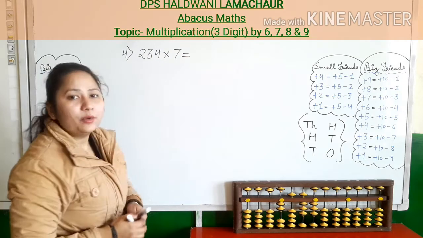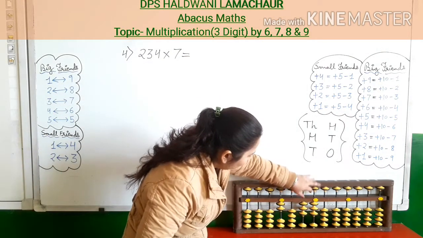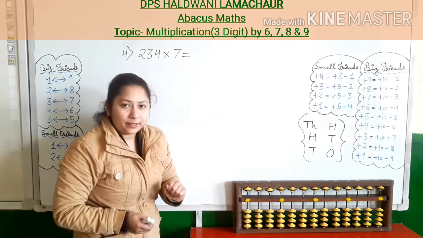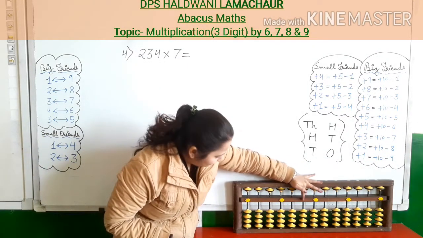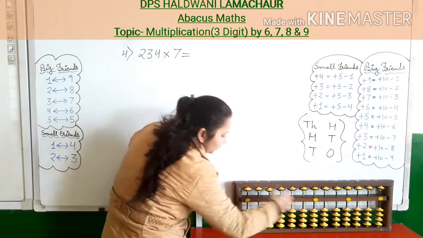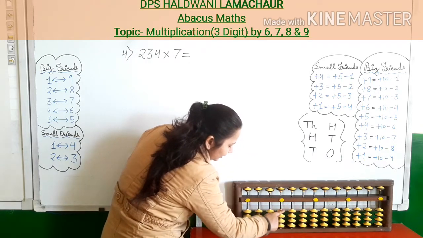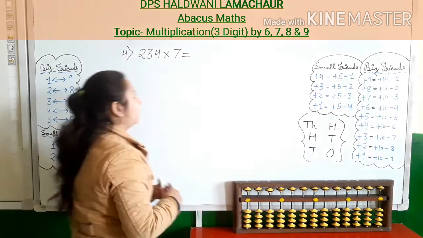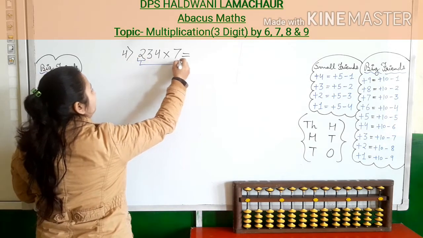Now set your abacus, upper beads up, lower beads down. Again I am repeating, kids, this is the units rod, or you can say ones rod, this is the tens rod, this is the hundreds rod and this is the thousands rod. In these 4 rods you do your calculation. You start your calculation from the thousands rod. Now first of all multiply the first digit with 7.